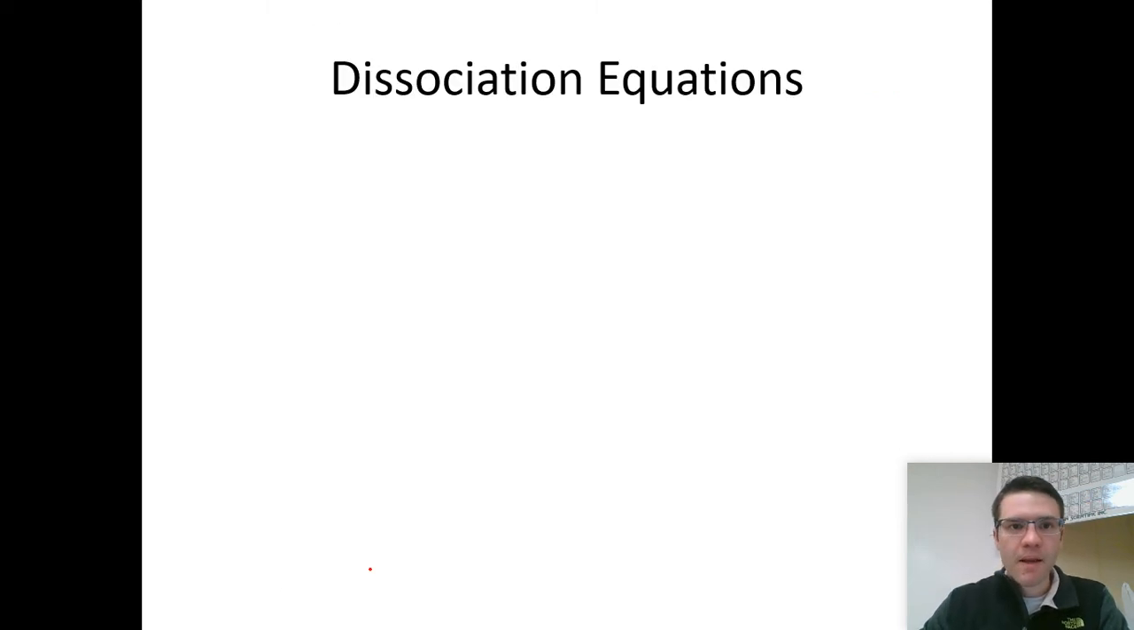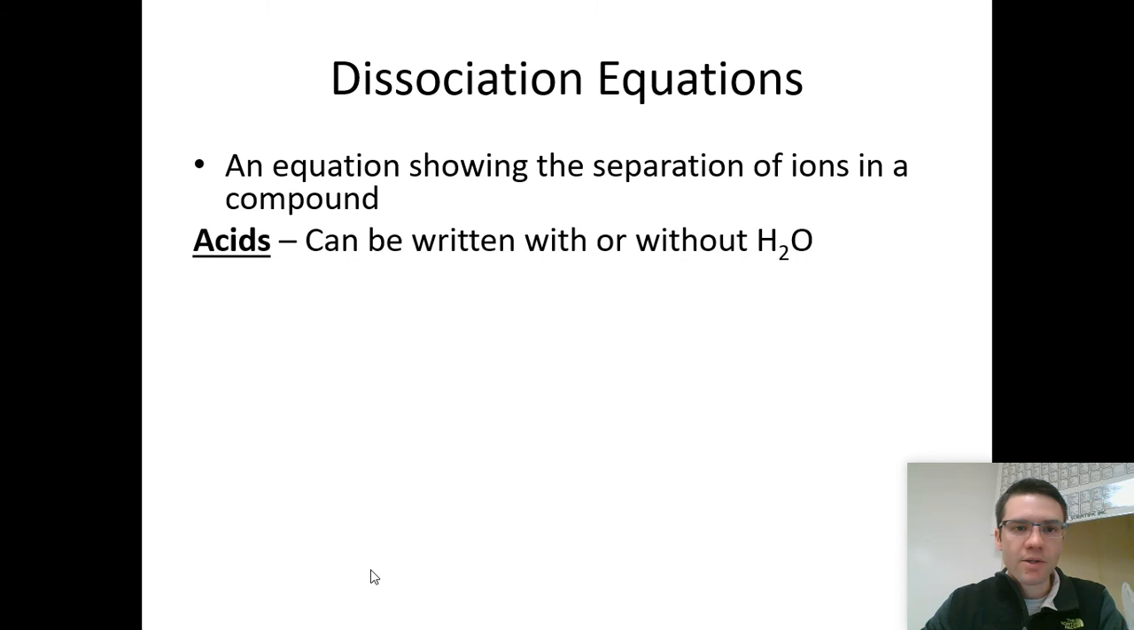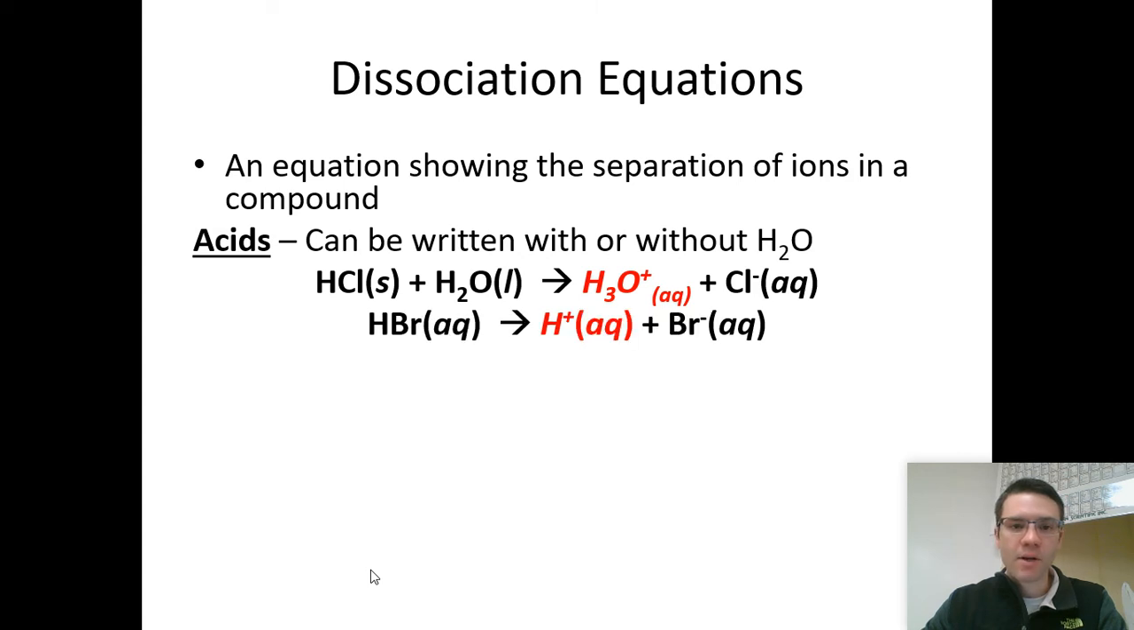Okay. Dissociation equations. For this unit, you're going to see them written a couple different ways, and I already showed you this once. Acids can be written with or without H2O. So you'll see HCl written like this, or you'll see an acid dissociated without the H2O. It's acceptable to write it either way. This is the most correct way to write it because this is what actually happens in the solution. But when you're writing a lot of acid-base reactions, a lot of times they'll disregard the H2O in it.